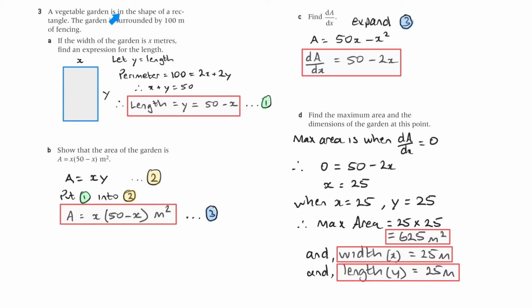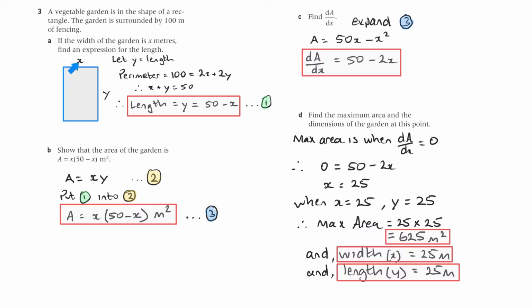Question 3, a vegetable garden is in the shape of a rectangle. The garden is surrounded by 100 metres of fencing. A, if the width of the garden is x metres, find an expression for the length. So let's call that x, and this is y. Let y equal the length. The perimeter is 100. They told us that because the garden is surrounded by 100 metres of fencing, so all of that must equal 100.